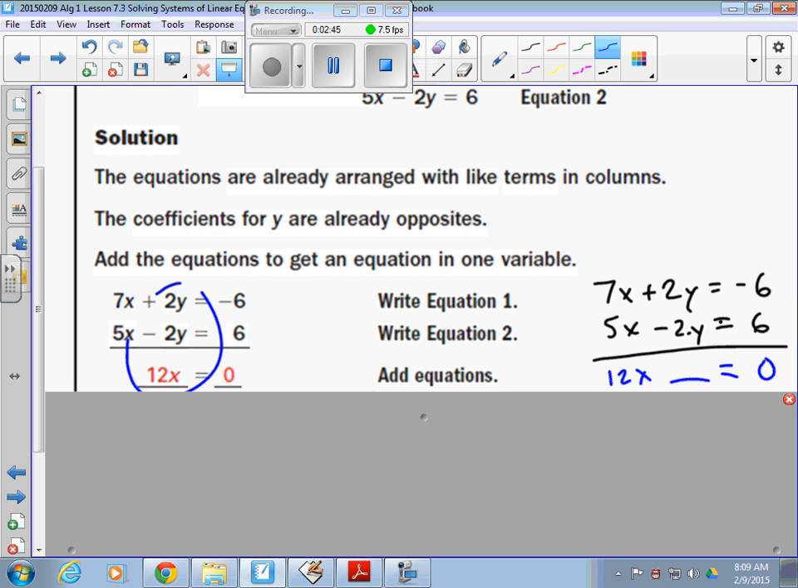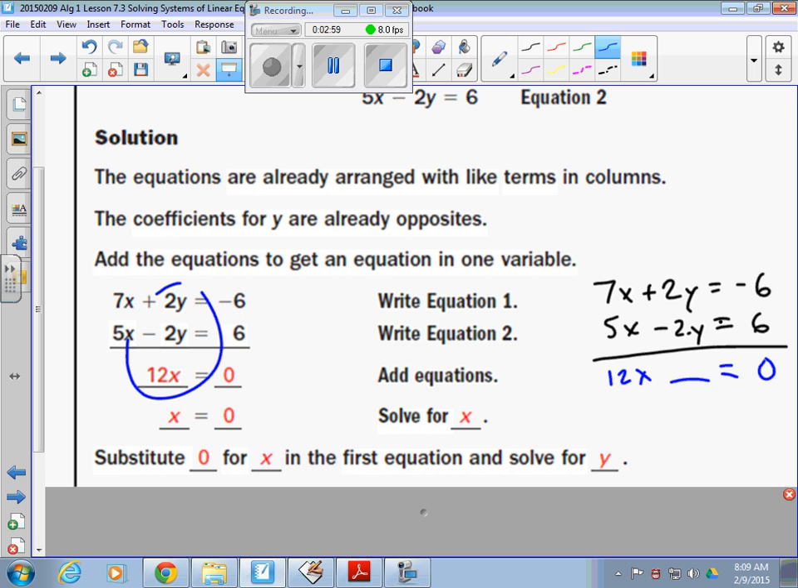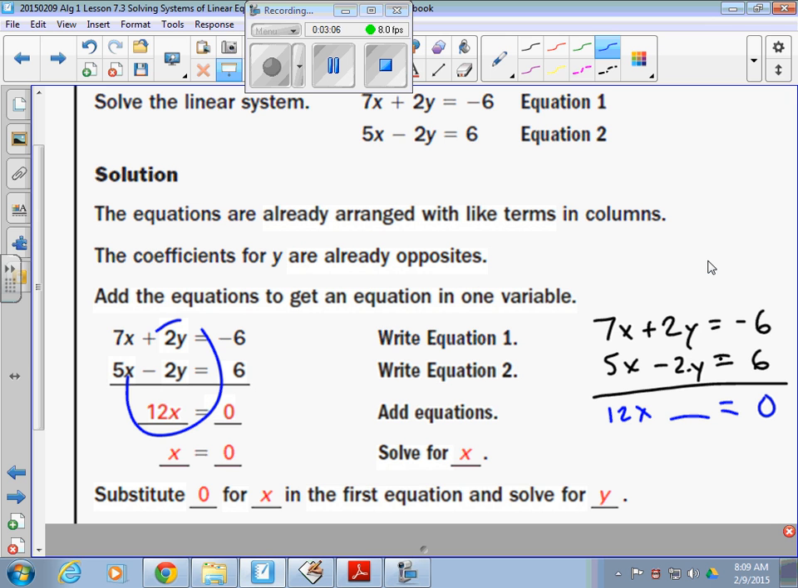So what you have is 12x is equal to 0. We know how to get x by itself. You divide both sides by 12, and 0 divided by anything is 0. So once you have x's value at 0, you substitute it back in. So substitute 0 for x. It says to do it in the first equation. Look back at your equations and determine which one you think would be the easiest one. It doesn't matter which form of which equation you use.